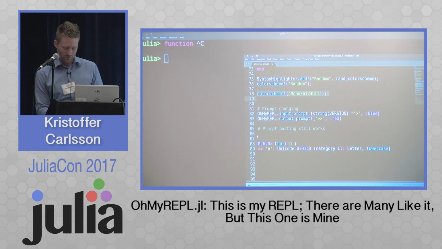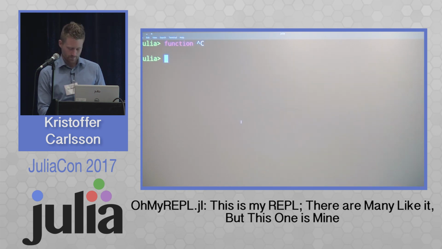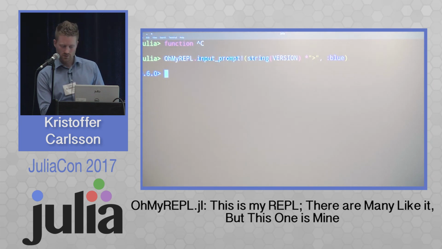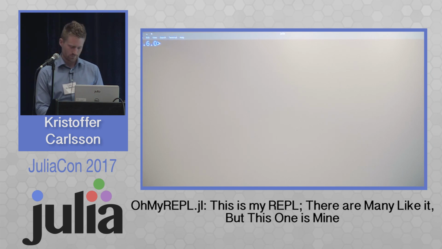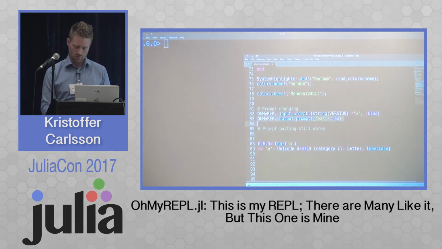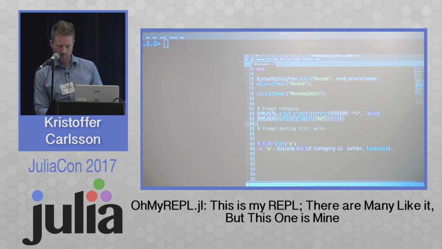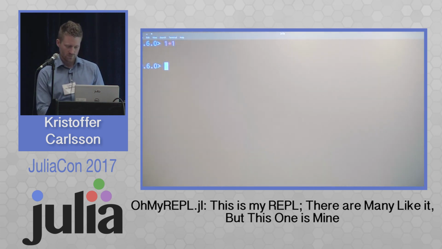Oh yeah, so now prompt changing, when I said you can change the input prompt and the output prompt. So let's first change the input prompt to just be the version of Julia right now, and let's make it in blue. So now we have the prompt as I'm currently on 0.6.0, so that's what the prompt shows. And right now, if I evaluate something, it just shows the evaluated expression.